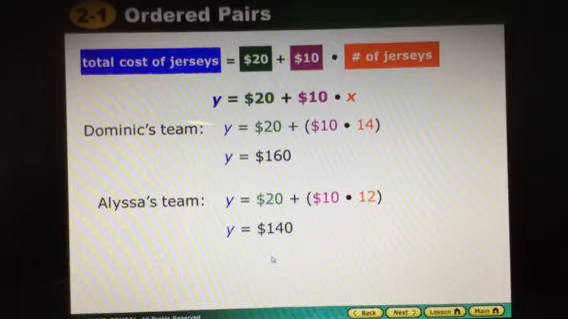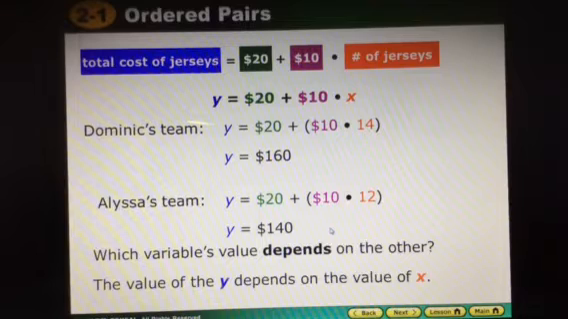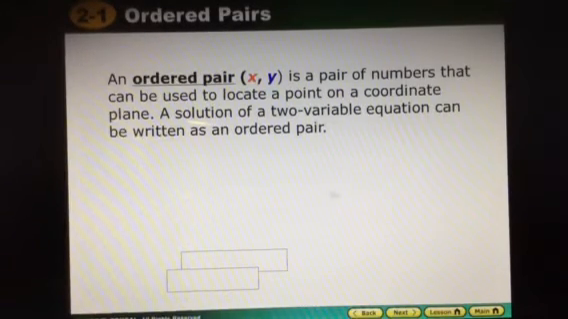So which variable's value depends on the other? Our value for Y depends on what X is. So the dependent variable would be the Y, or the total cost of the jerseys. And X would be the independent variable, how many jerseys they need for the team. So an ordered pair, X, Y, is a pair of numbers that can be used to locate a point on a coordinate plane. A solution of the two variable equation can be written as an ordered pair.